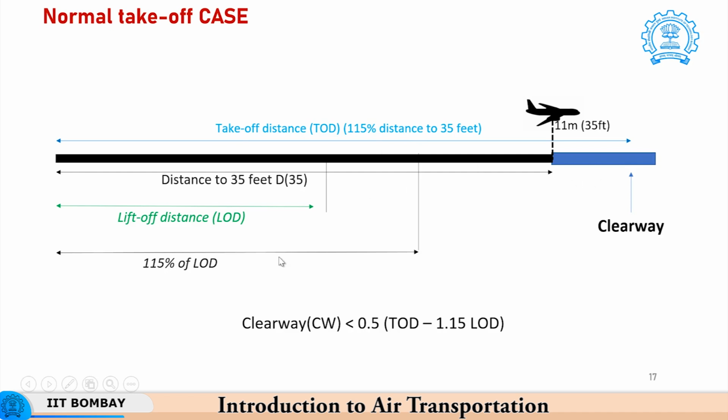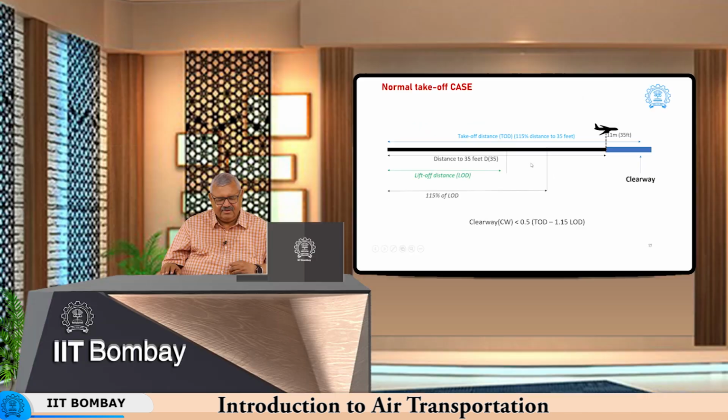And then you have a clearway. So, there is a restriction on how much clearway you can build. It has to be less than half of the takeoff distance minus 1.15 times the landing distance. So, landing distance into 1.15 is to be subtracted from the takeoff distance. Half of it is given to each clearway on both the ends. So, that is how they get the area.